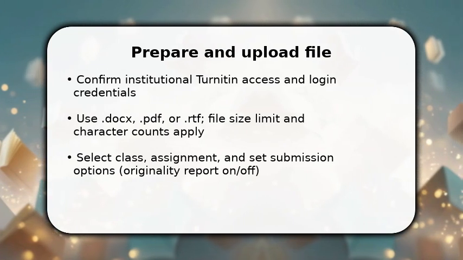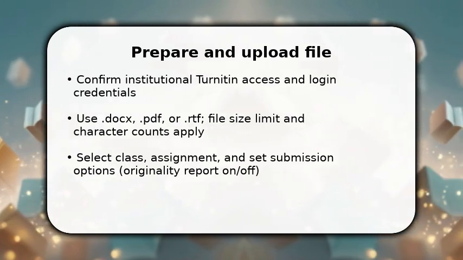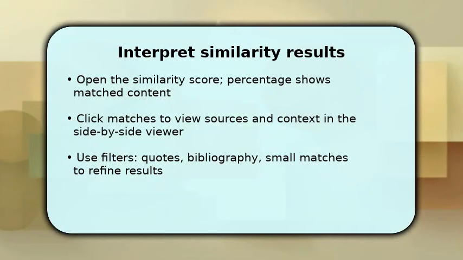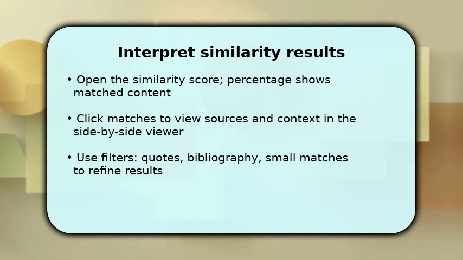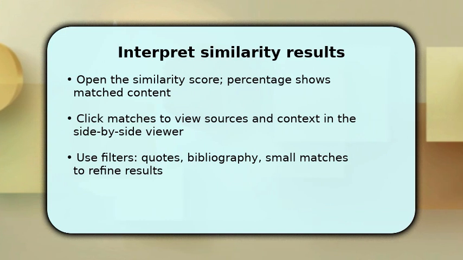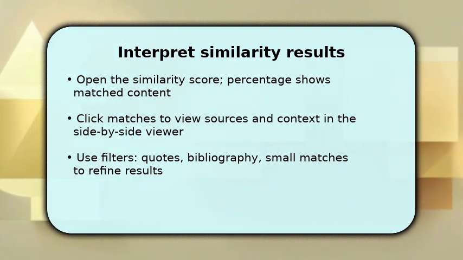Once Turnitin generates the similarity score, focus on how it measures matched text rather than intent. A high percentage flags review, not automatic guilt. You click each match section to open the side-by-side viewer and examine the original source context. This shows whether matches are correctly cited or problematic. Then apply filters like excluding quotes, bibliography, or matches under a set word count to refine results.